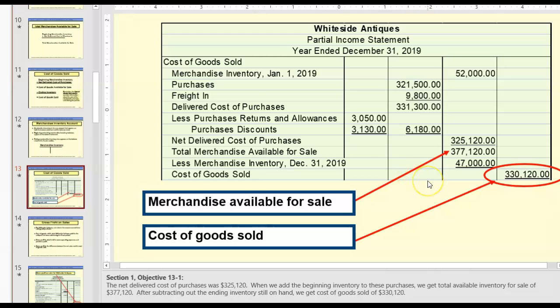Here's a partial income statement. Notice it's not just revenue minus expenses, net income. You have to figure out the whole cost of goods sold that's going on here. And this cost of goods sold is part of the entire income statement. So here we've got what's available for sale, and there's your total cost of goods sold once you subtract the merchandise that you have on hand.